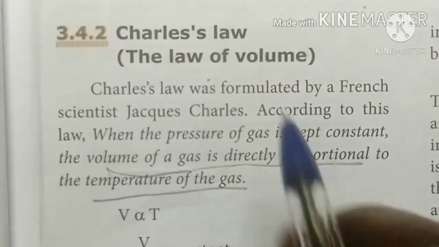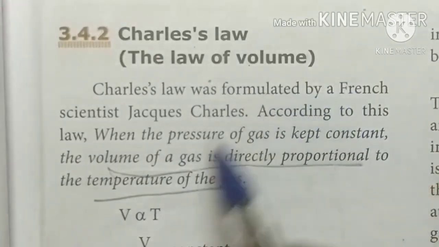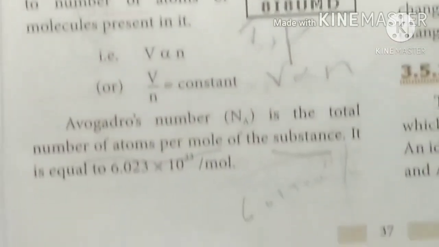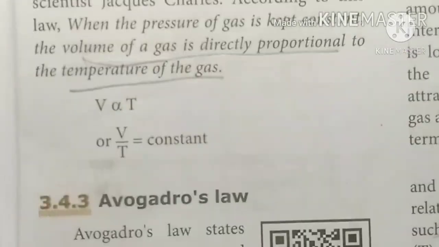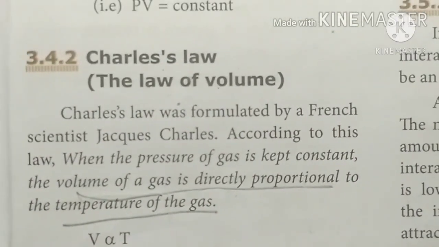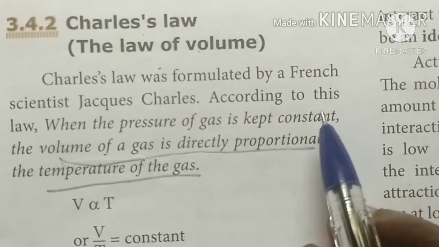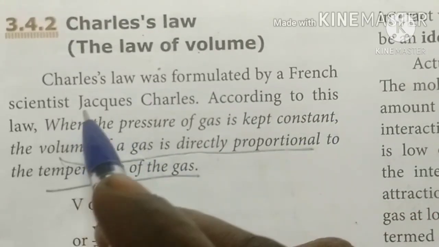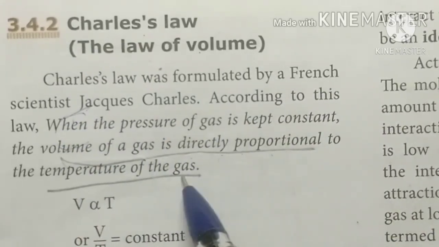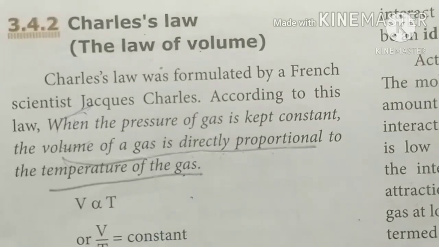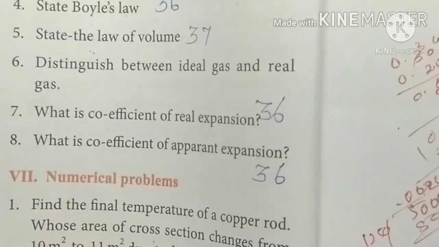Next question, state the law of volume. Charles' law only, it is also called the law of volume. Page number 37. Mark this paragraph. Charles' law is formulated by the French scientist Jacques Charles. According to this, when the pressure of a gas is kept constant, the volume of a gas is directly proportional to the temperature of the gas. V is proportional to T and V by T is equal to constant.